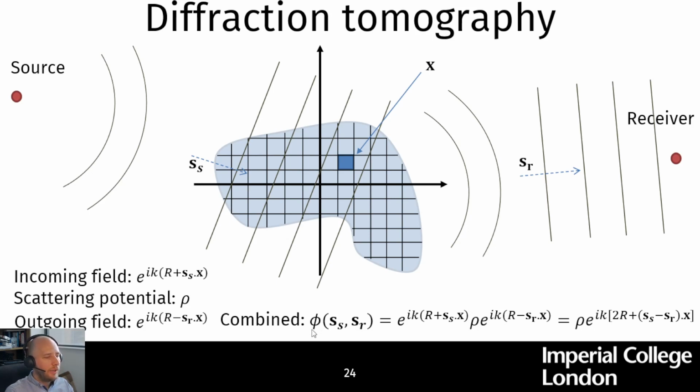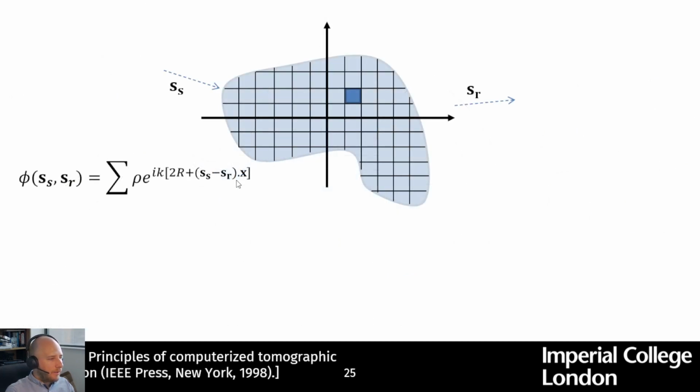So this would be the scattered field that we receive for a particular source direction and receiver direction, given by this expression with the dot product in there. We've done this for one element of our scatterer. We actually then want to sum this up for all the points in our scatterer, so we do this with this sum here. Again, we're going to drop the 2r like we did before, just to keep things a bit simpler.